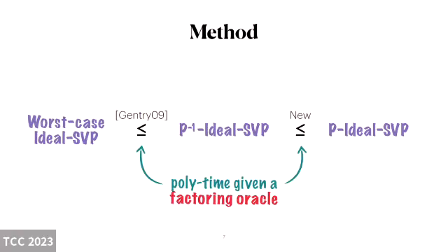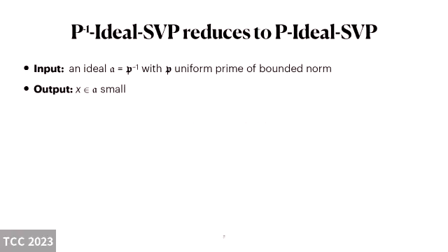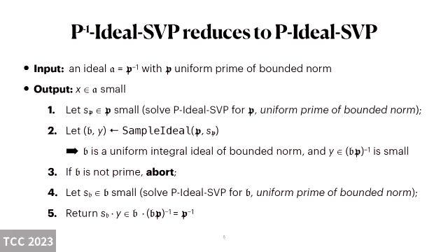So let's see how the second reduction works. We want a reduction from P inverse ideal SVP to P ideal SVP. So you're given as input the inverse of a prime, and you can assume that this prime has been sampled uniformly at random of bounded norm. What you're looking for is a small element in that ideal A, that inverse of a prime. And to help you, you assume you have an oracle that can solve that problem for primes instead of inverses of primes. But here are the main steps.